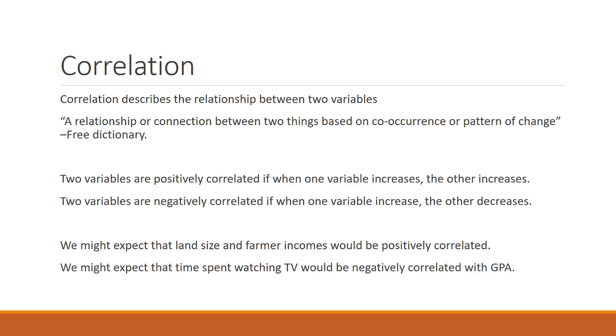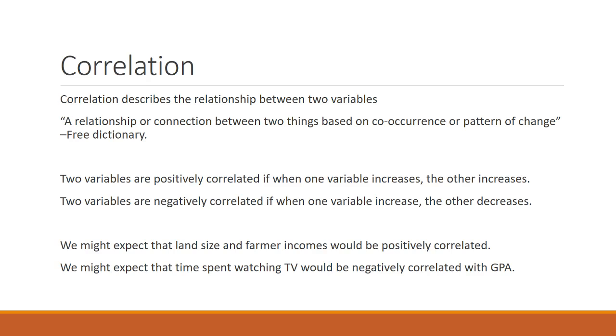So for example, we might expect that land size and farmer incomes would be positively correlated. So that means as farmers have more land, they also tend to have more income. They're positively correlated. That might be important for us. We might want to know how land is related to incomes. If farmers that have more land have more incomes, that might influence our design of policy.